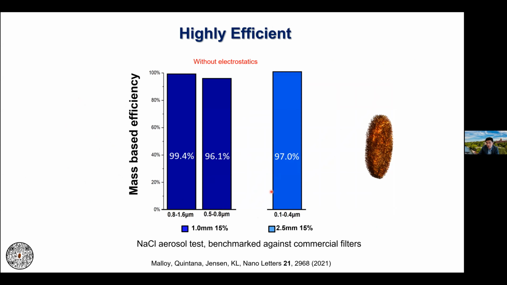And then the efficiency is also very good. Without using electrostatics, just using the microstructure of the foam itself, we were able to achieve above 95% efficiency for this 0.1 to 1.6 micron size range, which is particularly relevant for COVID-19.